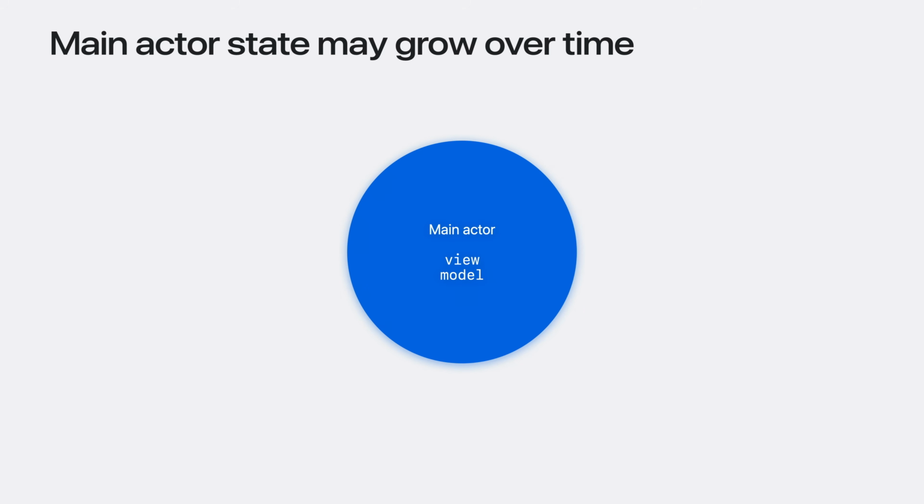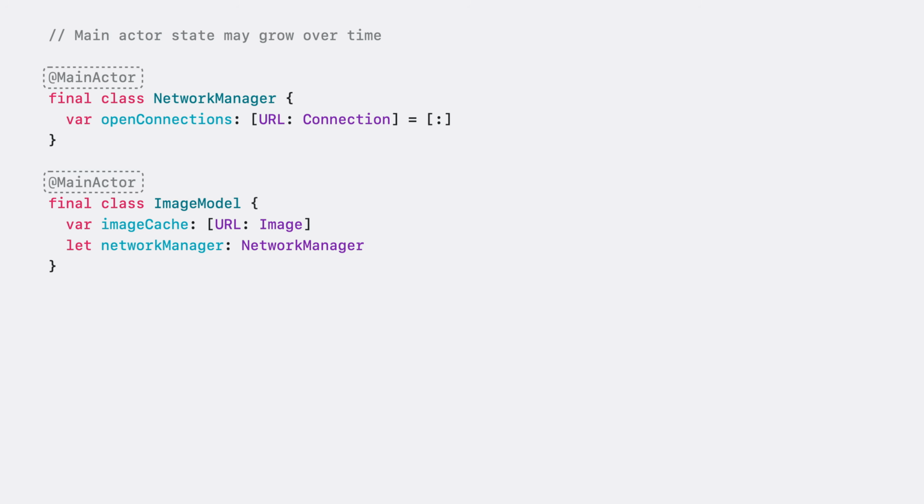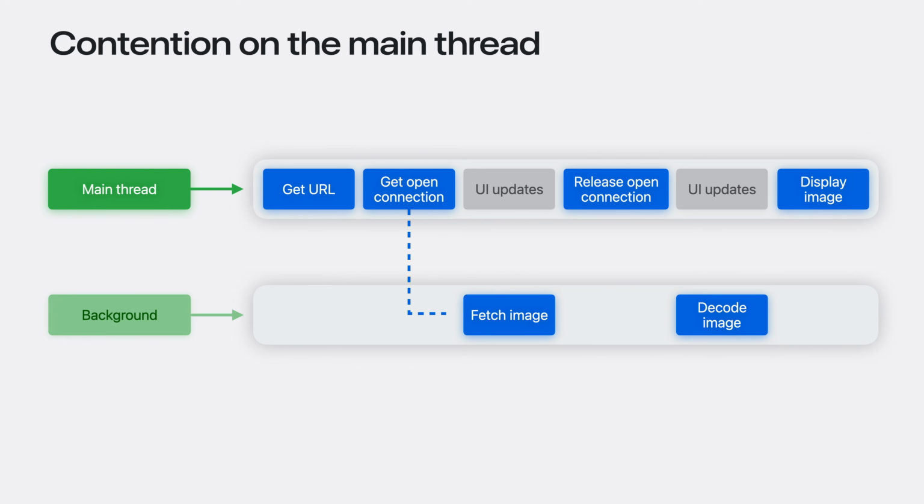As your app grows over time, you might find that the amount of state on the main actor also grows. You'll introduce new subsystems to handle things like managing access to the network. This can lead to a lot of state living on the main actor. For example, the set of open connections handled by the network manager, which we would access whenever we need to fetch data over the network.